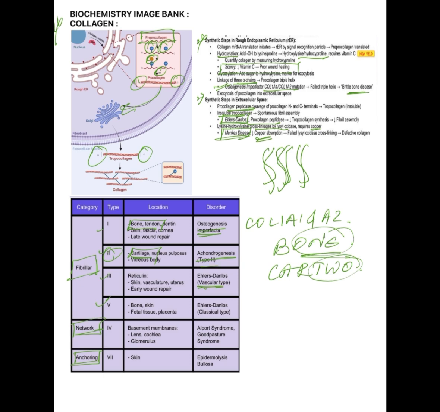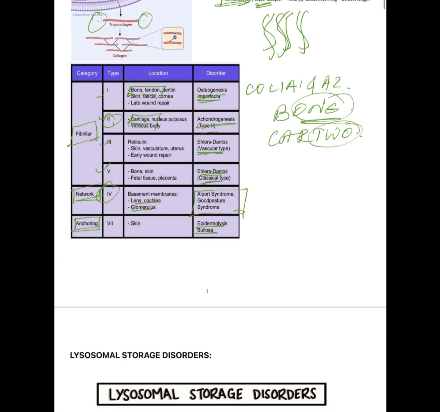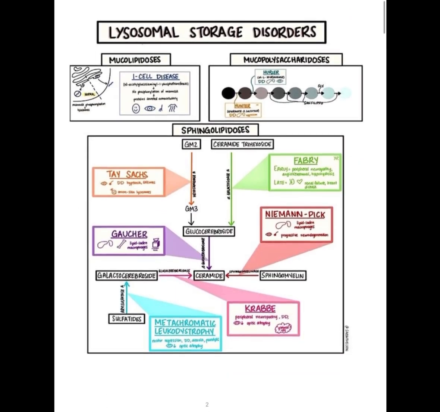Whereas Ehlers-Danlos vascular type is deficient in collagen type 3, and Ehlers-Danlos classical type leads to defective collagen type 5. Alport and Goodpasture syndromes, where there is defective collagen type 4, which is present in the basement membrane of lens, cochlea, and glomerulus. And the vesiculobullous disorder epidermolysis bullosa has defective collagen type 7. So this is our first topic of collagen.